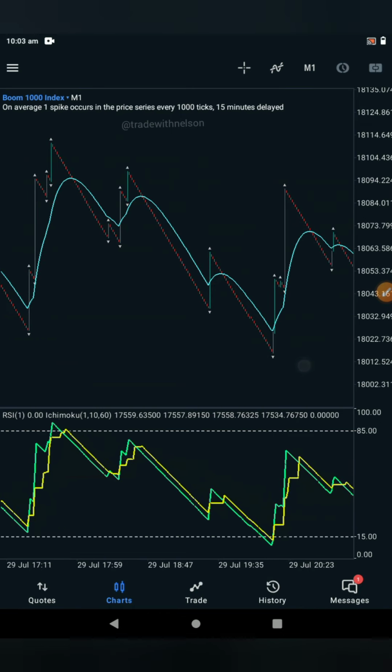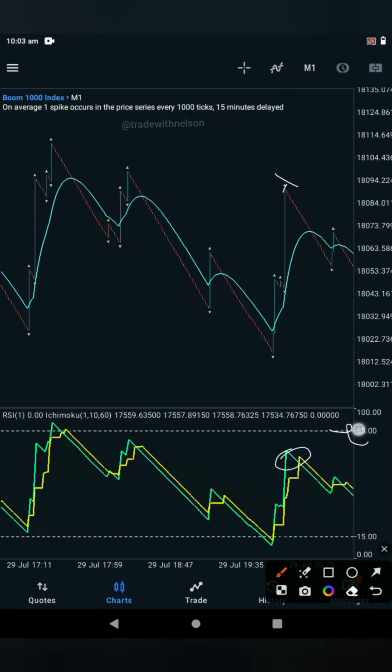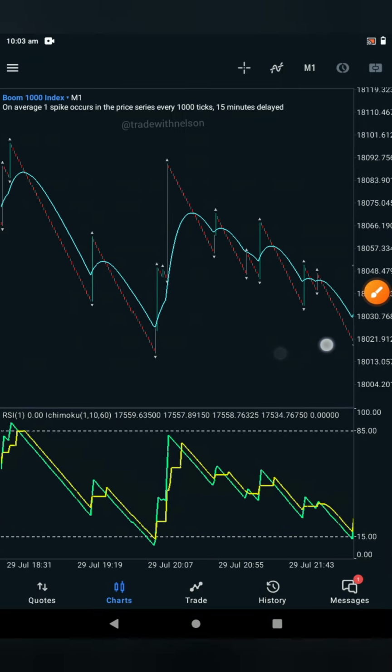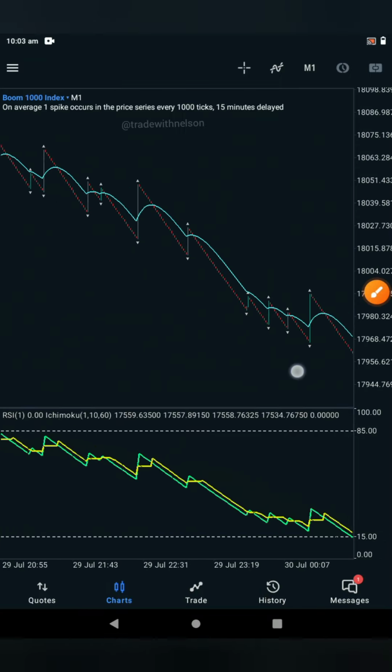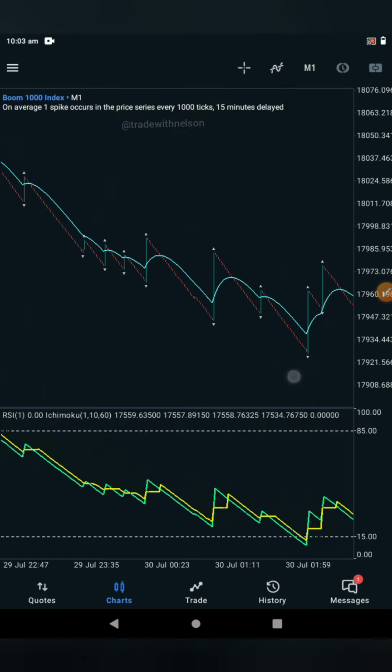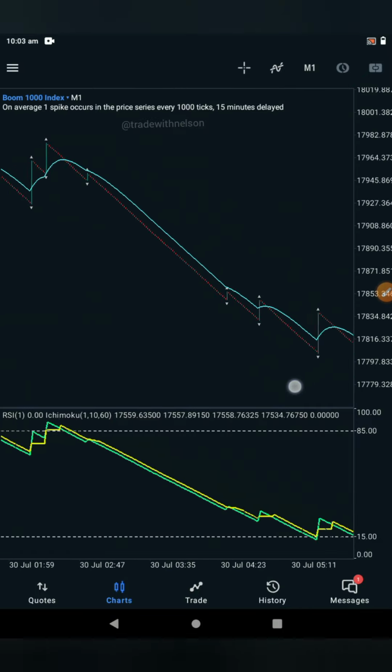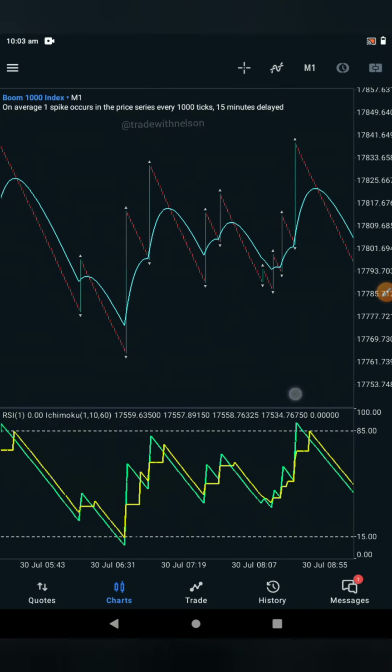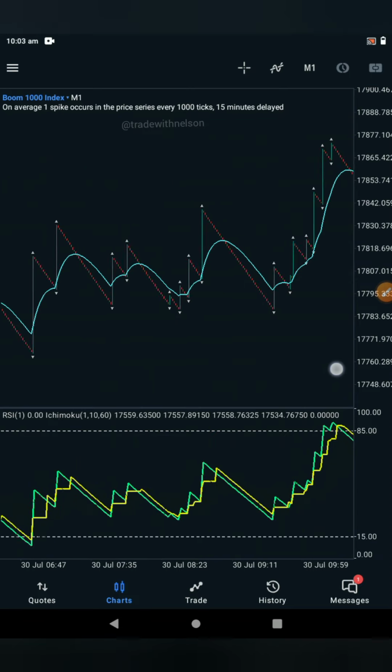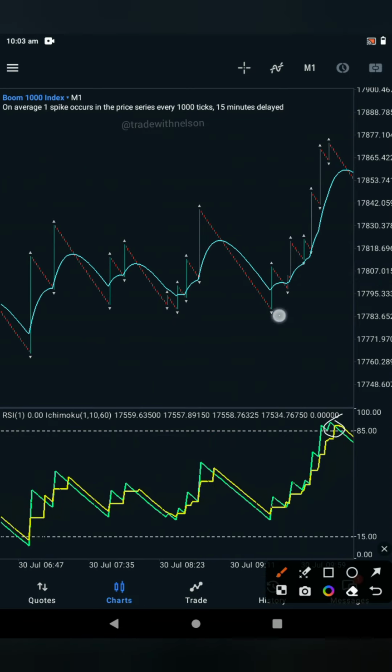Another one has not entered into the 85 level. Do you have a trade? No. You wait for when it enters into the 85 level. Another one into the 85 level. So you can see how long I waited before I have another perfect example.